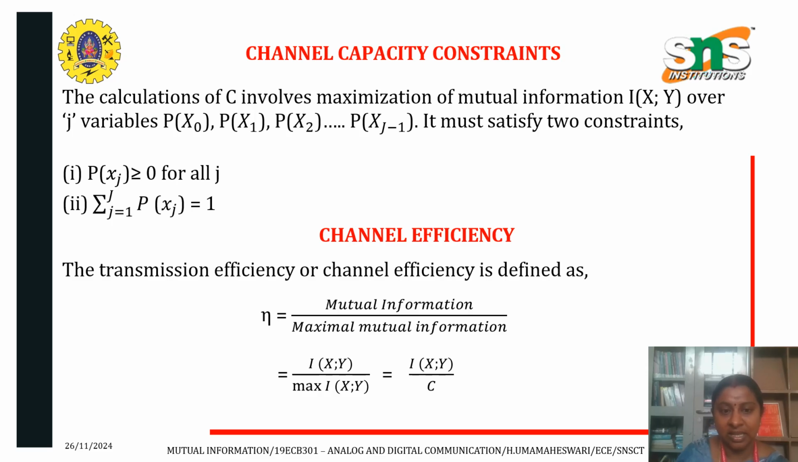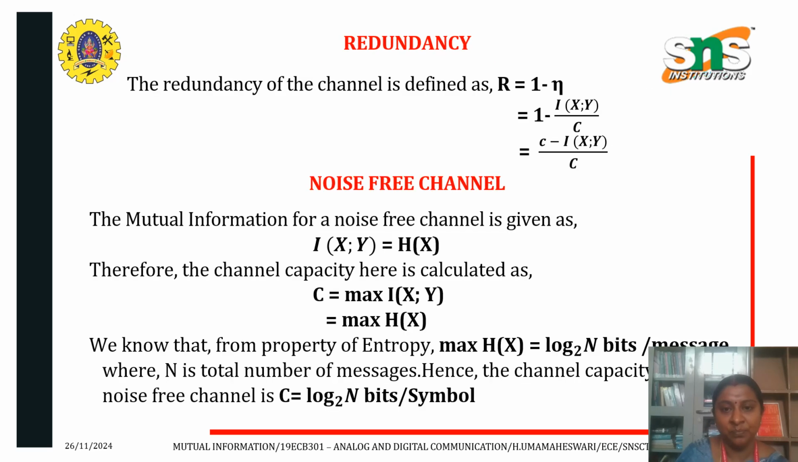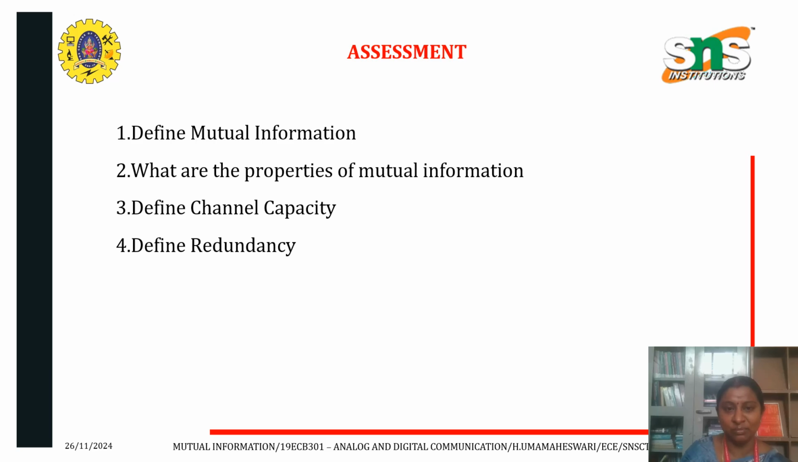Channel efficiency: the transmission efficiency, or channel efficiency, is defined as eta, which is equal to mutual information divided by maximum mutual information. Then the redundancy is defined here. For a noise-free channel, I(X;Y) is equal to H(X), and it is finally represented by C equal to log base 2 of n bits per symbol.